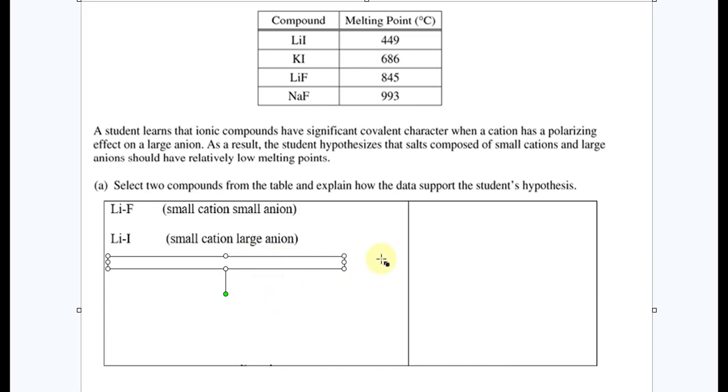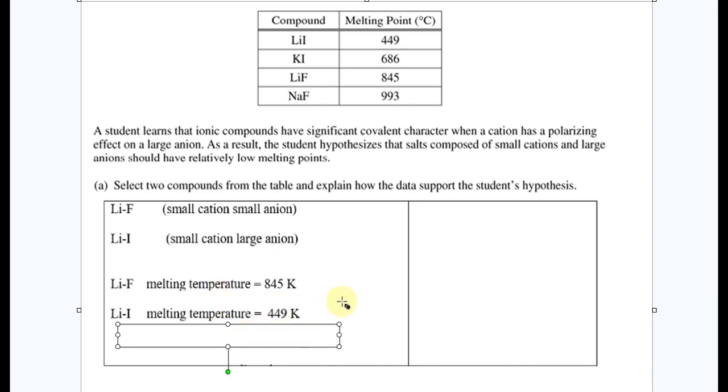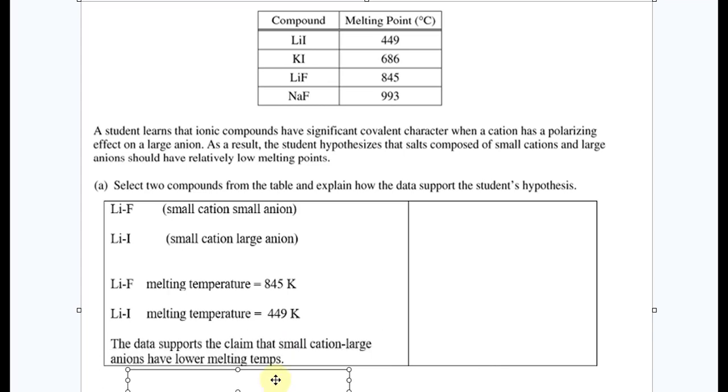Melting temperatures. Let's look at those melting temperatures. Lithium fluoride, small cation, small anion, 845. And lithium iodide, the small cation, large anion, 449. That's the hypothesis. If you've got a large anion, you've got a low melting temperature, and we just proved it. We've answered the question. The data supports the claim that small cations, large anions have low melting temperatures. That's all you had to show.